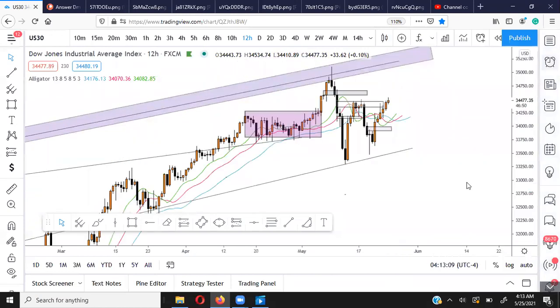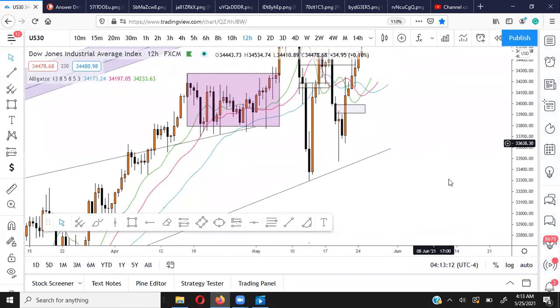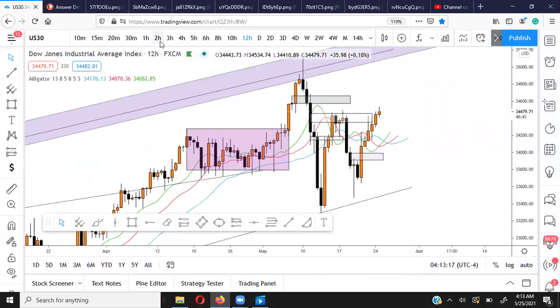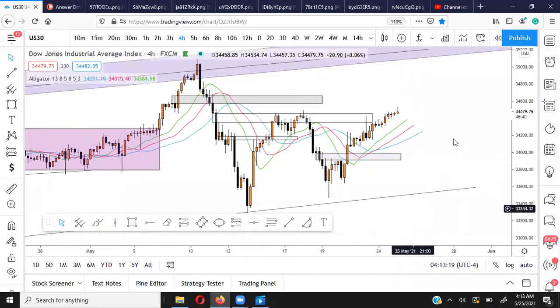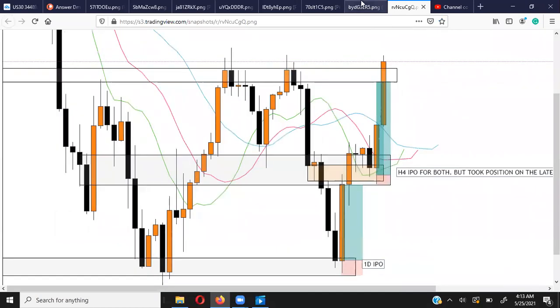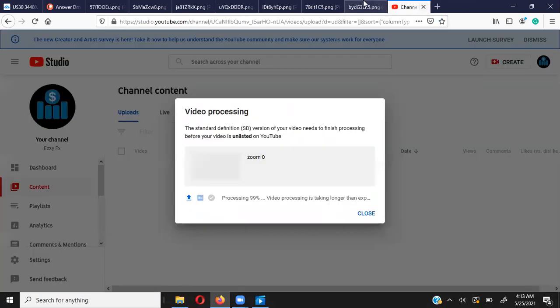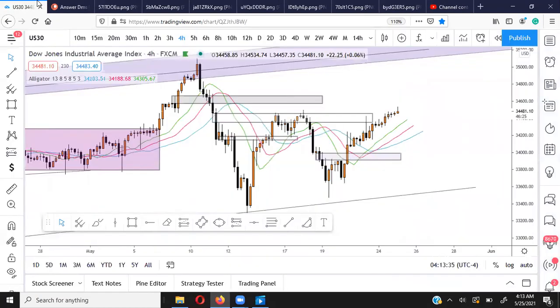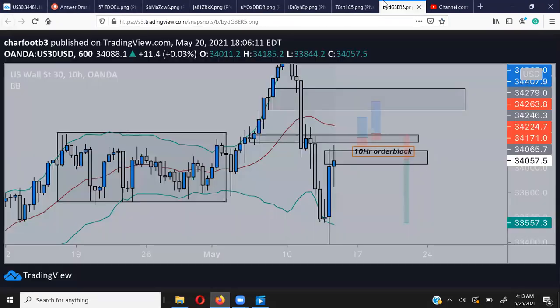Go to 4 hours and just close this one. So this is the first sell. It would have been something like, actually, let me just put the same time frame in here, 10 hours.